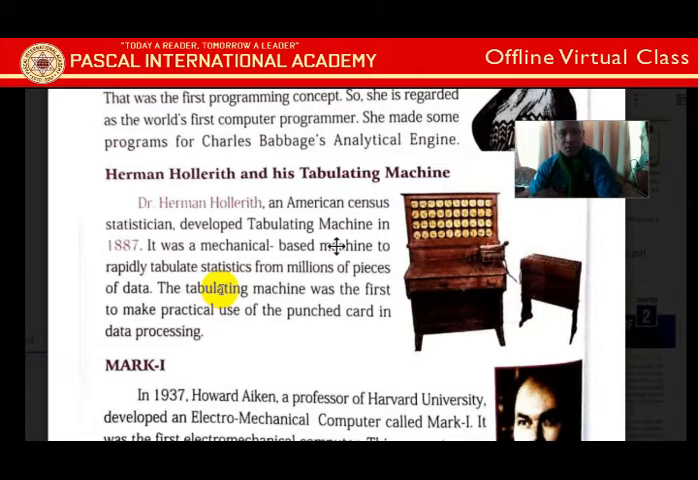It was also said that previously, doing the census used to take 8 years to count all the people around America, but due to this punch card it finished in 8 weeks. Okay, 8 years and 8 weeks. So it finished in very little time. This is also a very good achievement in computing history.